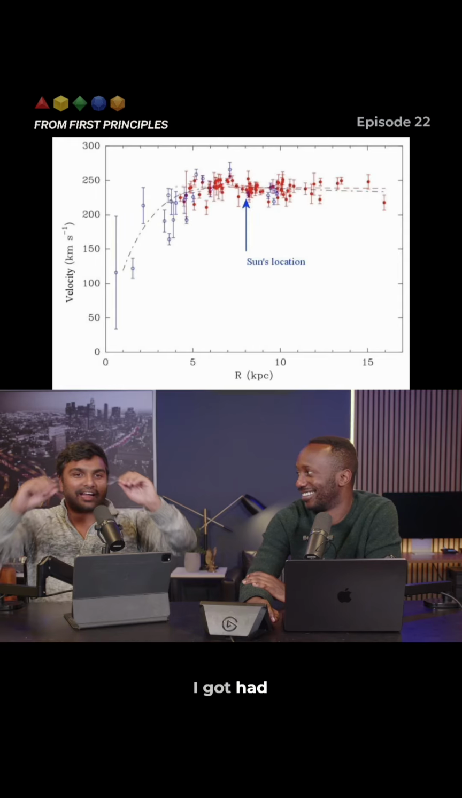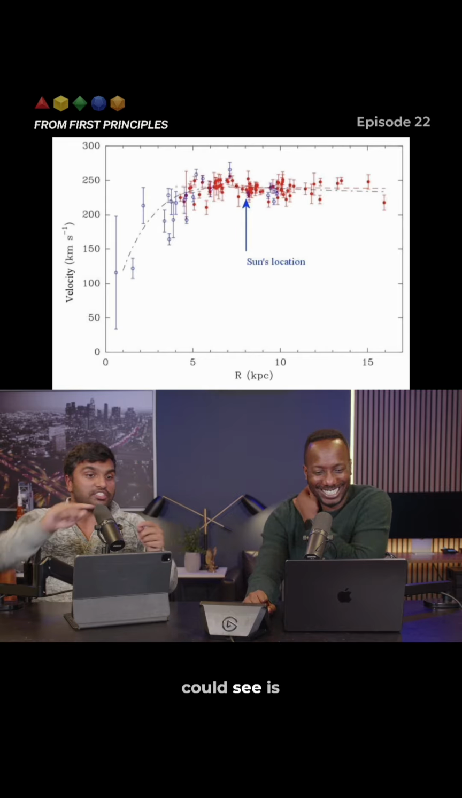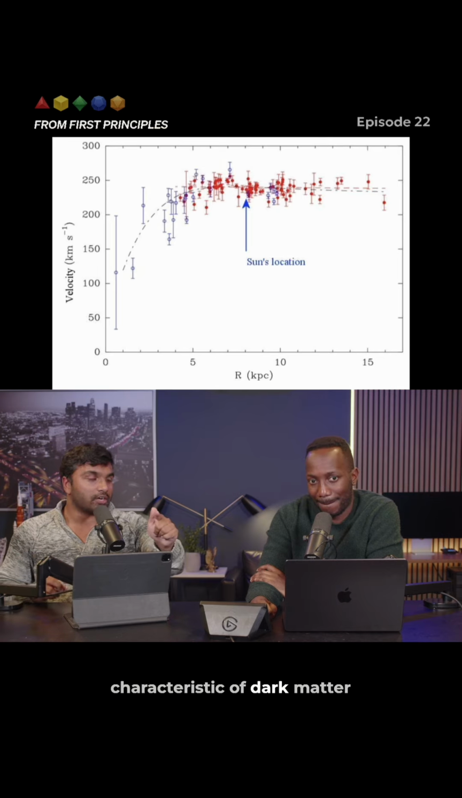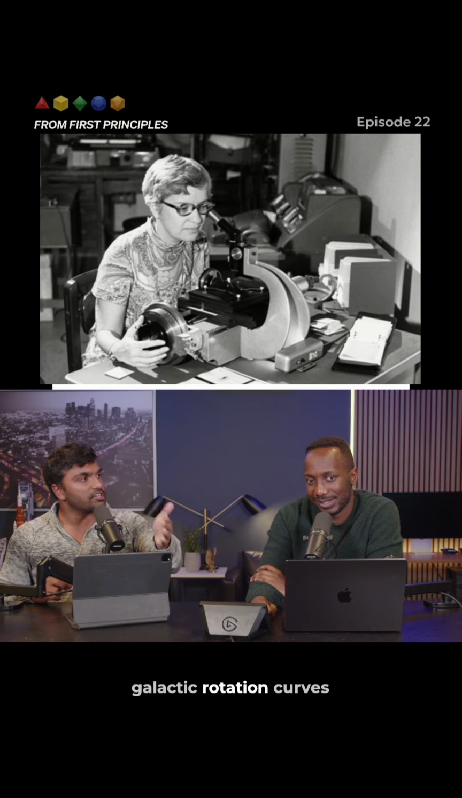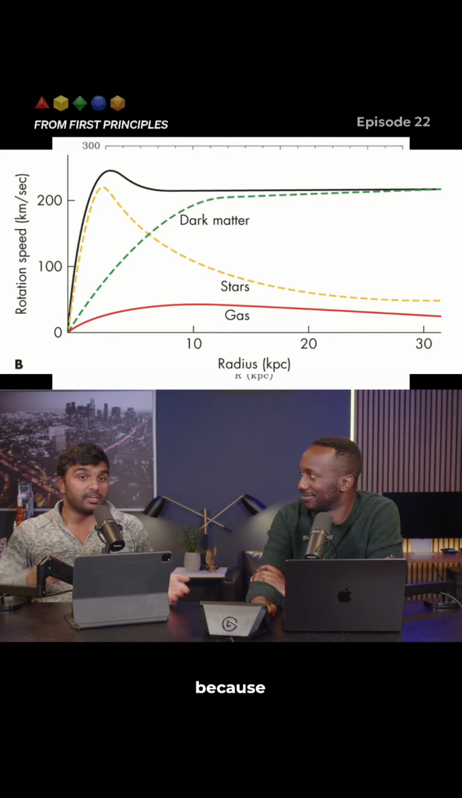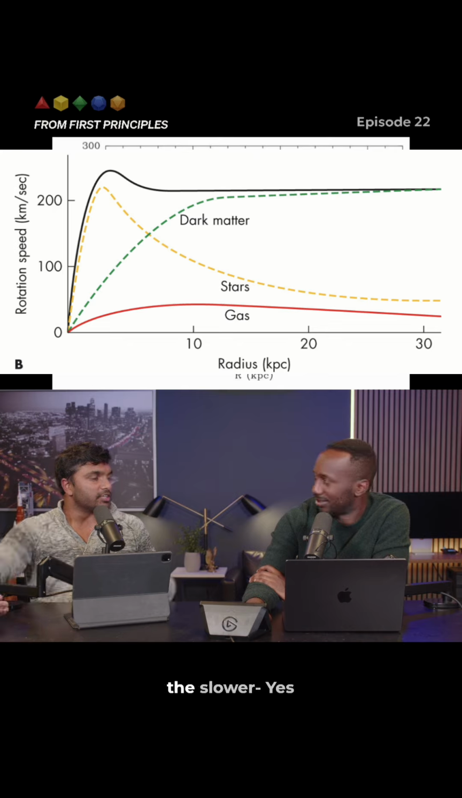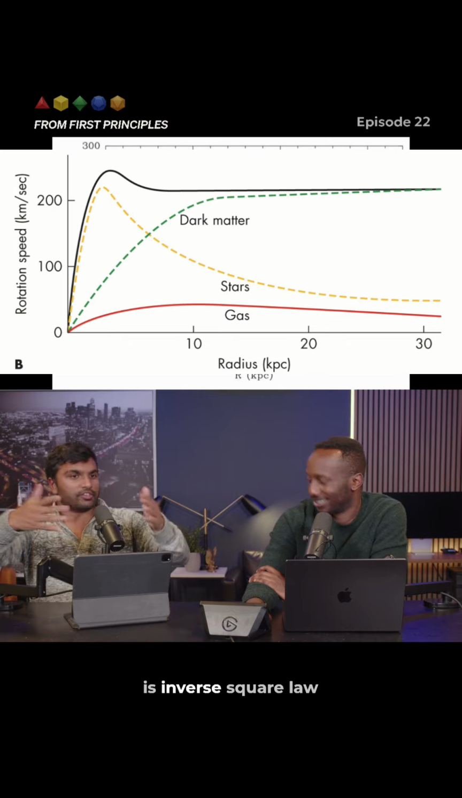The data that I got had massive error bars and only 8 data points. But what you could see is that it would rise and then it would plateau. Yep. And this is characteristic of dark matter. Vera Rubin, the astronomer, actually used these galactic rotation curves to calculate dark matter, because if you think about it, the farther away you get from a galaxy center, the slower you should be moving. Right? Because Newton's laws, inverse square law.